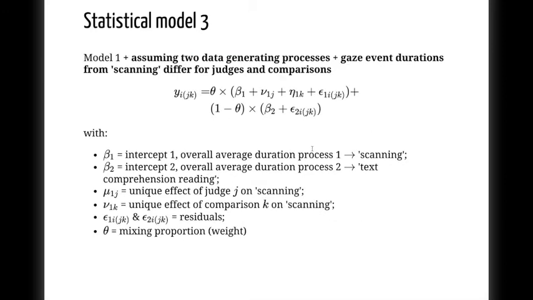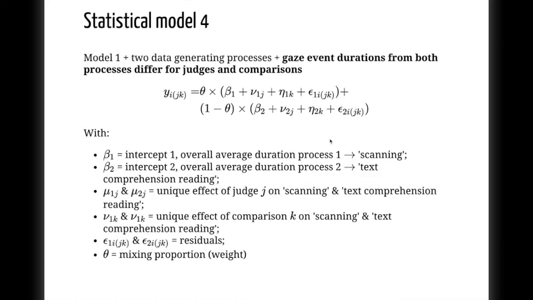A similar model, also a finite mixture model, but saying, hey, the reading for text comprehension, and it's a naive model of course, is not dependent on judges or comparisons, but the scanning. So the first process is dependent on judges and comparisons. And then a fourth model, which we will test as well, is where we say the gaze event durations of both processes can depend on judges and can depend on comparisons.